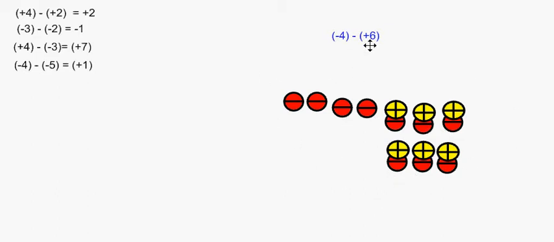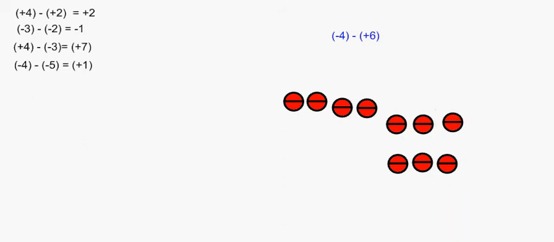And now it asks me to take away 6 positives. Well, now I have some positives that I can take away. So I go ahead and I take away my 6 positives. 1, 2, 3, 4, 5, 6. And so I've taken away my 6 positives, and what do I end up with? 1, 2, 3, 4, 5, 6, 7, 8, 9, 10, and they're all negatives. So -4 subtract +6 is -10.